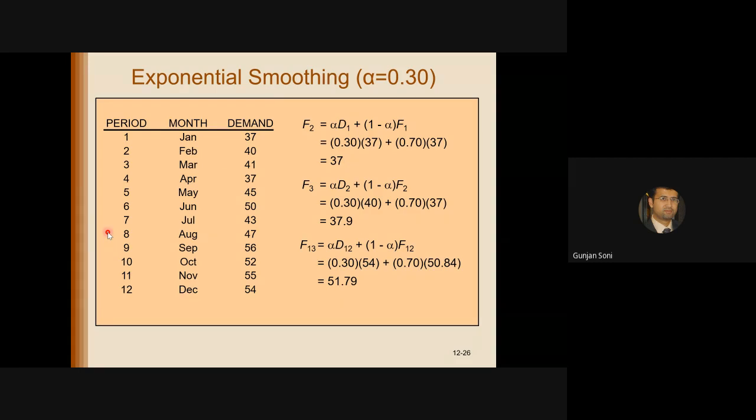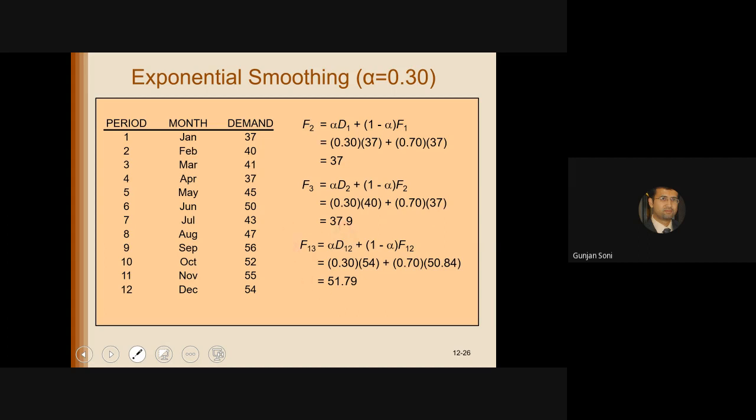Okay, then we find F3, that is for the month of March. We want to find out the forecast. So the demand D2, that is the previous month's demand, is 40, and the forecast for the previous month is 37, which we substituted over here. We get a different demand forecast now. Similarly, we can do it.